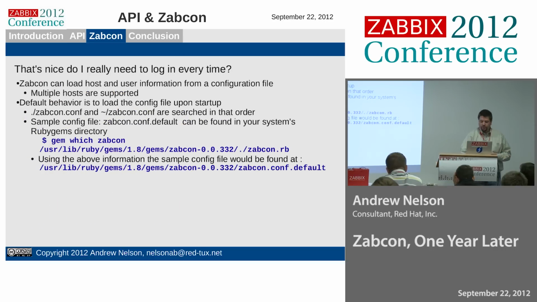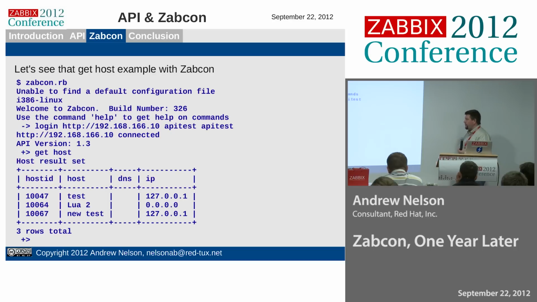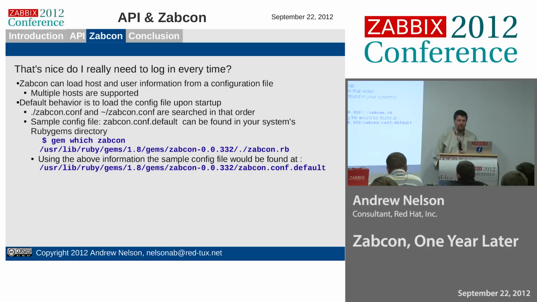As you noticed, when we connected, we did a login statement. There's actually a way that you don't have to do a login statement. You set up a Zabcon configuration file that stores everything. Now, one big change from last year is that it only supported one Zabbix server then. Zabcon now understands multiple Zabbix servers. The eventual goal is to be able to connect to multiple Zabbix servers from the command line and maybe start doing some differentiation between your two Zabbix servers.